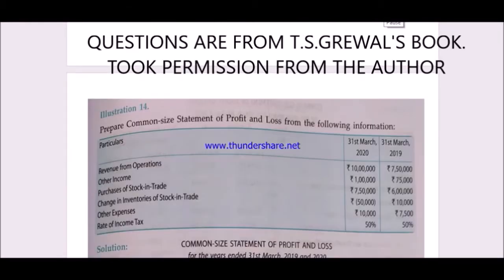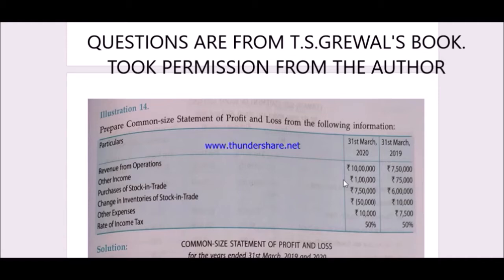So if we want to consider this particular example, what are the instructions? Prepare a common size statement of profit and loss from the following information. Those figures are revenue from operation. First you see this one. This one is the current year, this one is the previous year, okay? So be careful about that. The current year is given here and the previous year is given here, but in that format it is a little bit different, so be very much careful.